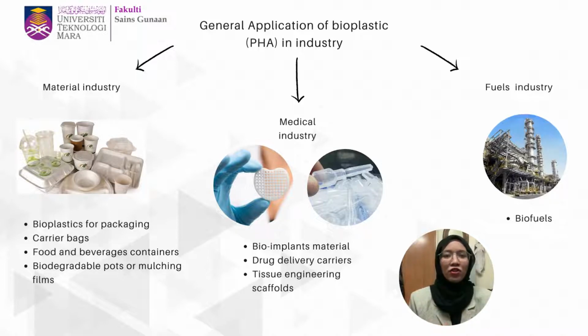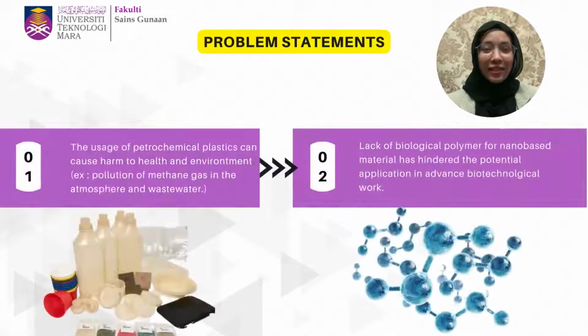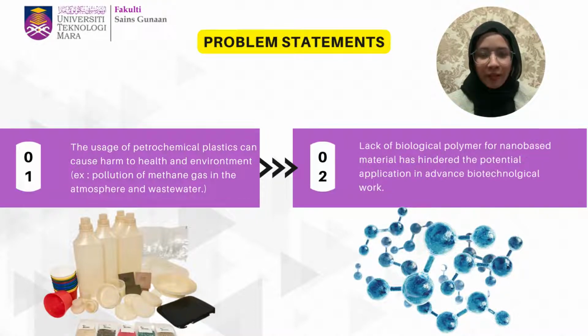In the figure stated, the general application of bioplastic PHA is in the three most common industries, which are the material industry, the medical industry, and lastly the fuels industry. The usage of petrochemical plastic can cause harm to health and the environment. For instance, methane gas from the anaerobic fermentation method of POME will pollute the atmosphere and wastewater. Also, the lack of biological polymer for nano-based material has hindered the potential application and advance of biotechnology work.